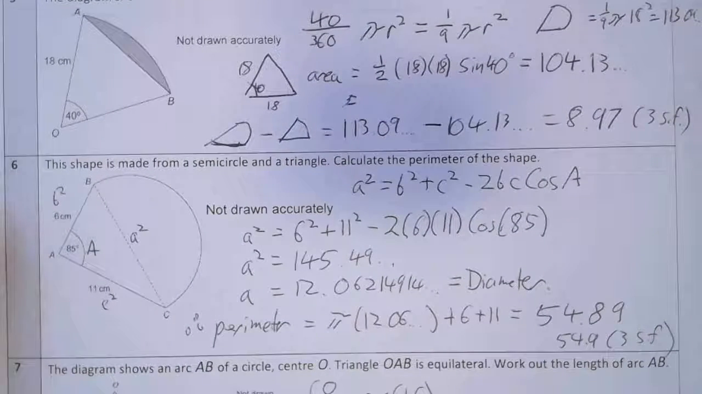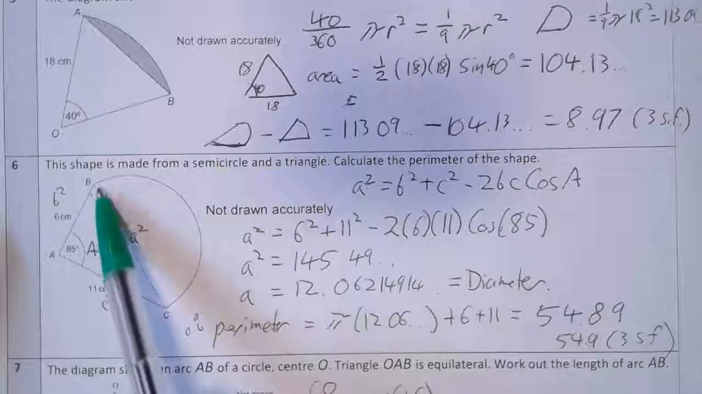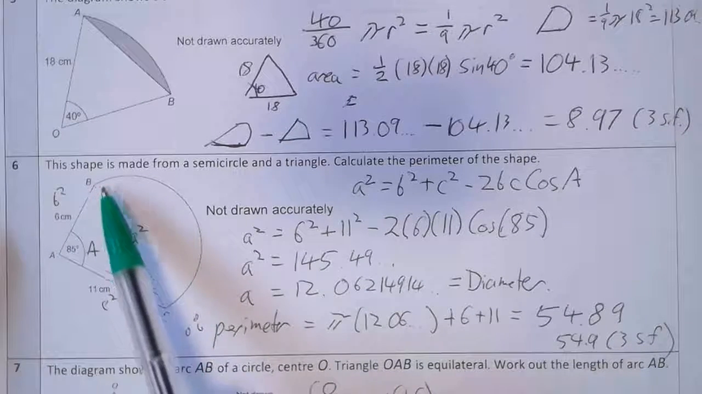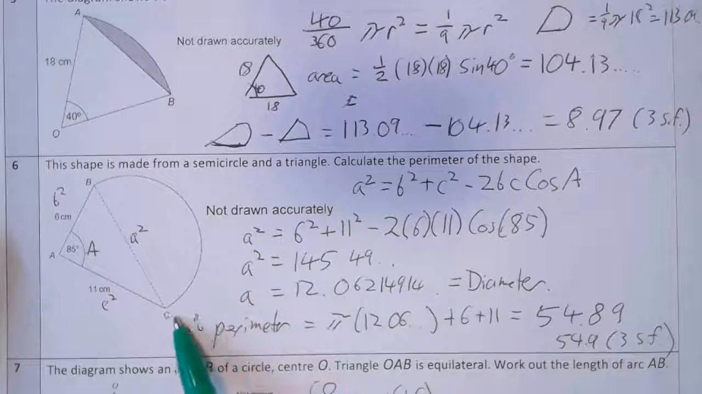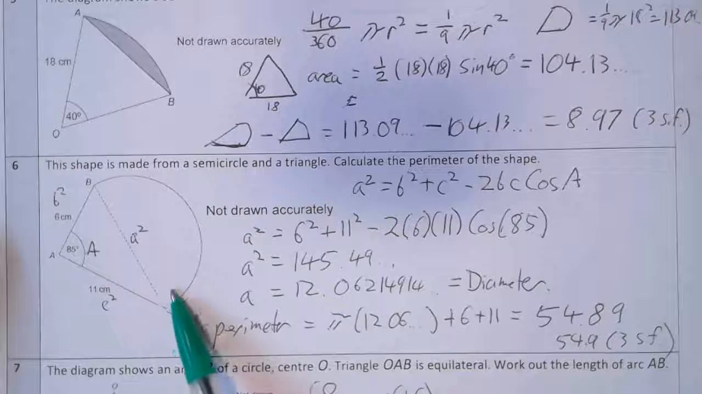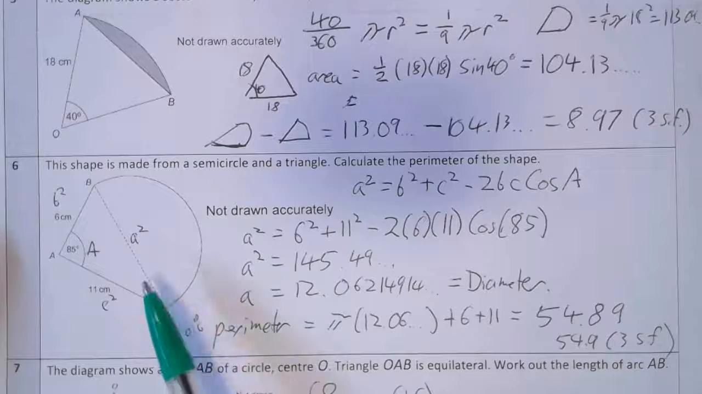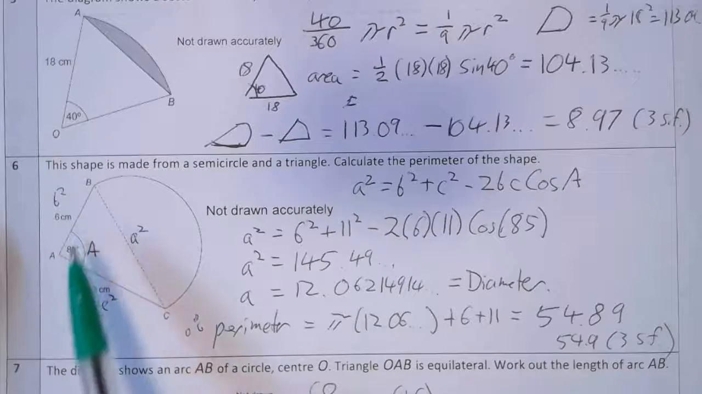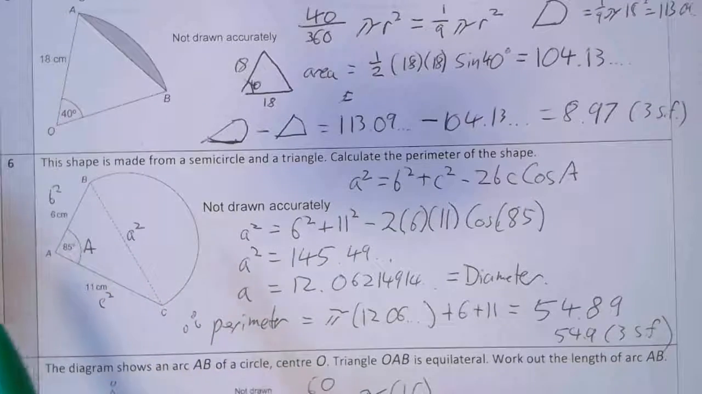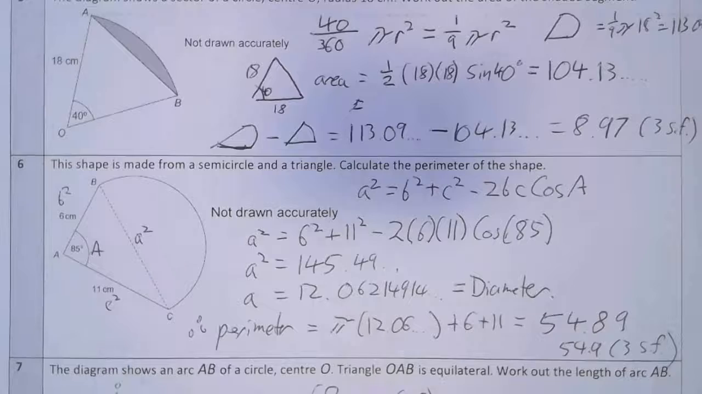Shape is made from a semicircle and a triangle. Calculate the perimeter of the shape. I know these two sides. What I don't know is this side, that perimeter. To find that out, I'm going to need to do pi times the diameter, but I don't know the diameter. So to find the diameter, I'm going to use the cosine rule because I have two sides and an included angle.